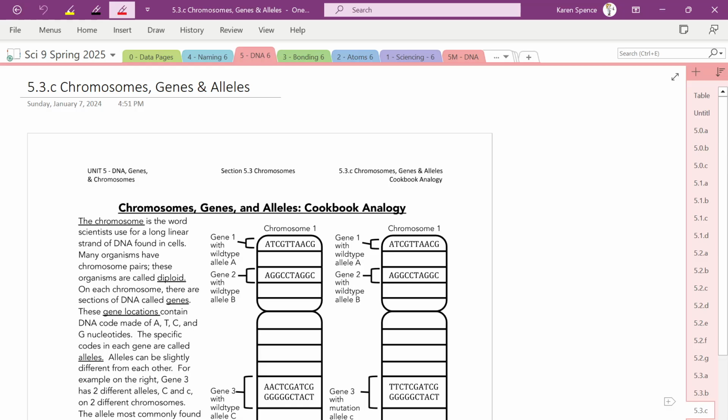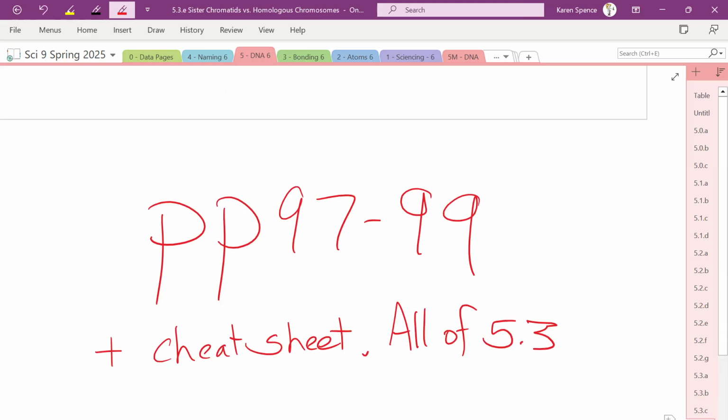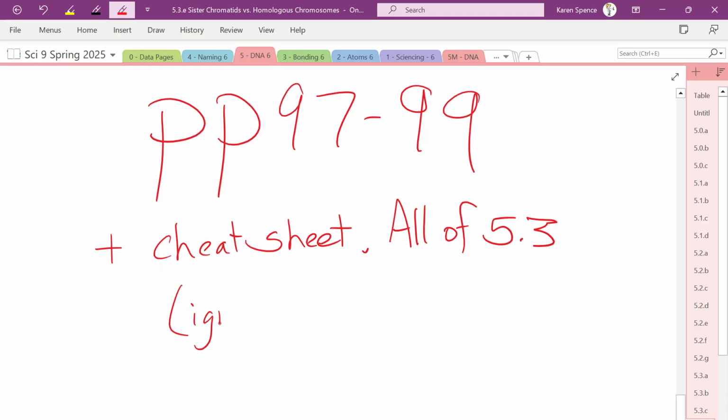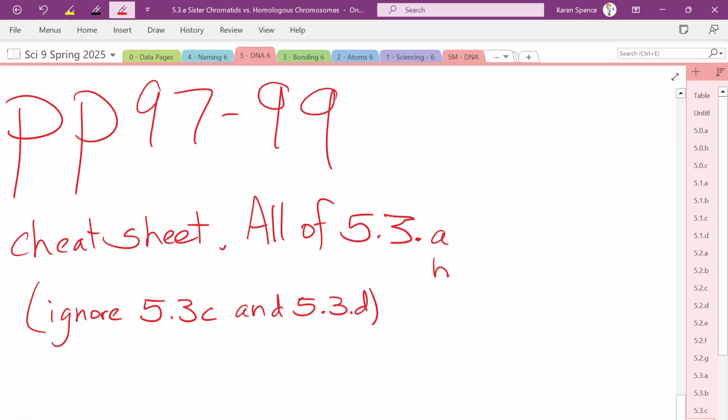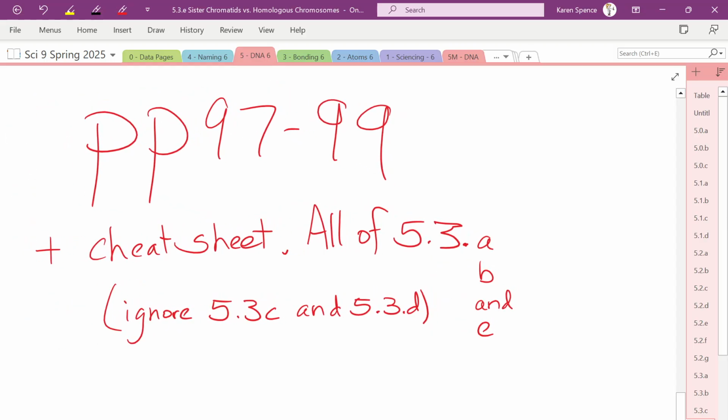I'm not really going to go into 5.3C and 5.3D, so if you just want to ignore those, you can, okay? So really it would be 5.3 A, B, and E. If you want to take a look at C and D, it's not going to hurt you. I just don't want to add anything more to your list right now. I think it talks about the wild type allele, and I don't want you learning that. Okay, so that's what we're working on for most of the rest of the class.